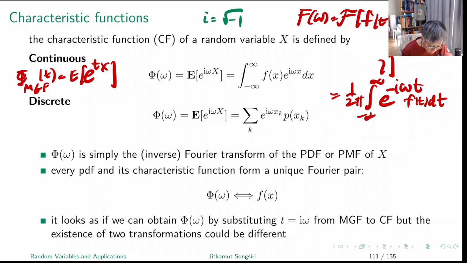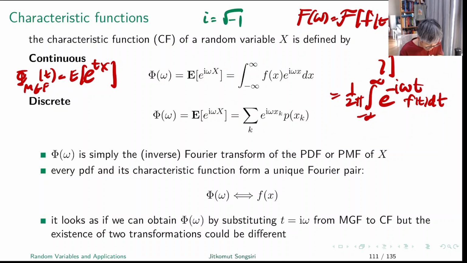So the CF actually looks like the inverse Fourier transform of a signal, where the signal in this case is f of x. But people say, loosely speaking, that the CF is simply the Fourier transform of the PDF, or probability density function.